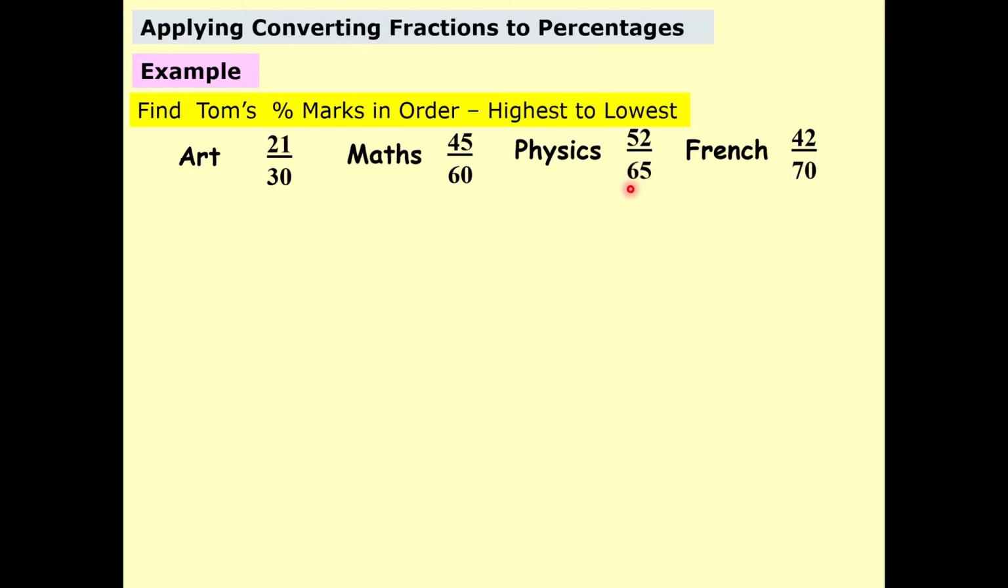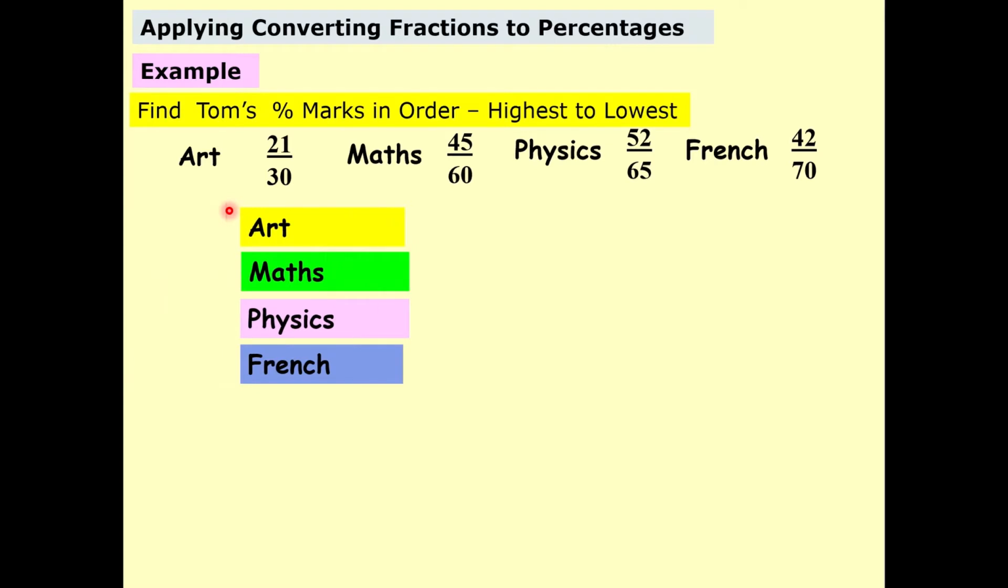Okay, it might look like he's performed better in physics than he has in art because he's got 52 here, so we've got 21, but it's out of a different total. Okay, so the easiest way to compare these fractions is to convert them to percentages. Okay, we know now how to convert fractions to percentages. So let's look at converting art first. This fraction is 21 over 30.